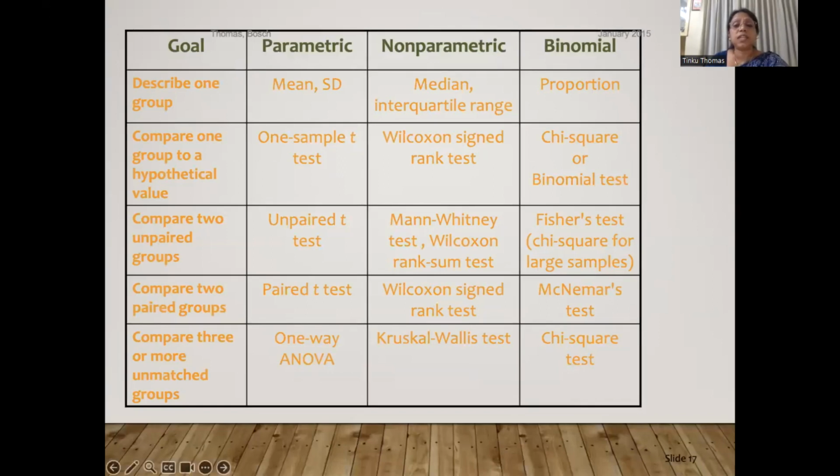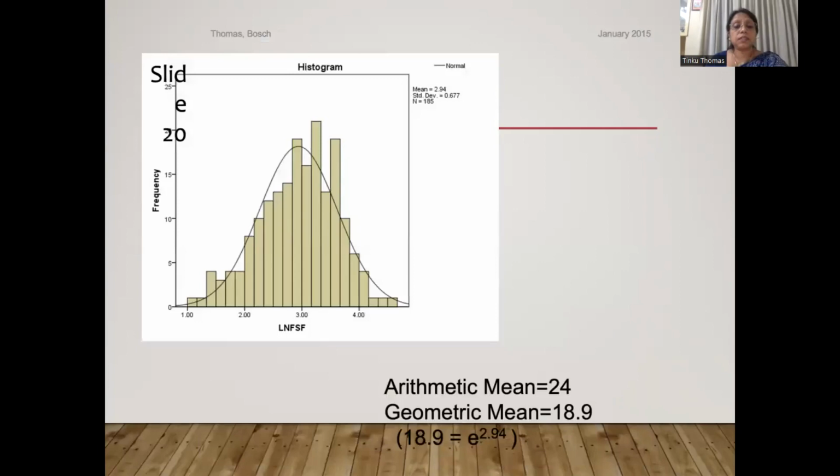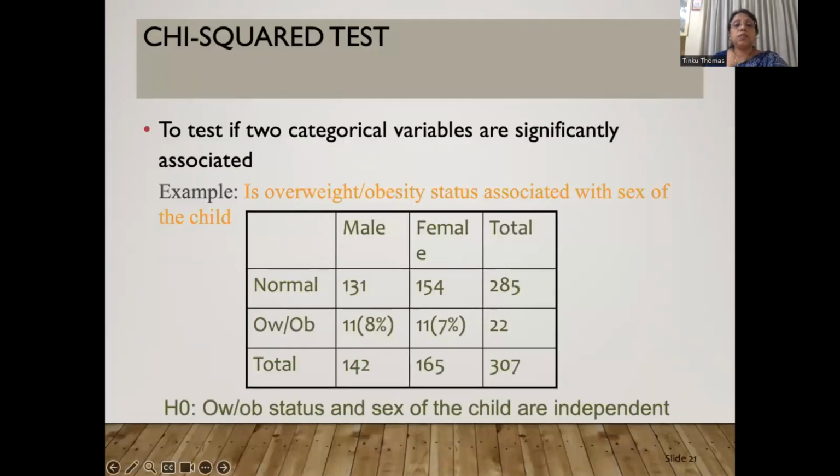So this is a table which shows each parametric test and the corresponding non-parametric test. So now this is this data. Okay, this we saw earlier. I won't do that. Okay. So we'll quickly go to the next test, which is the chi-square test.